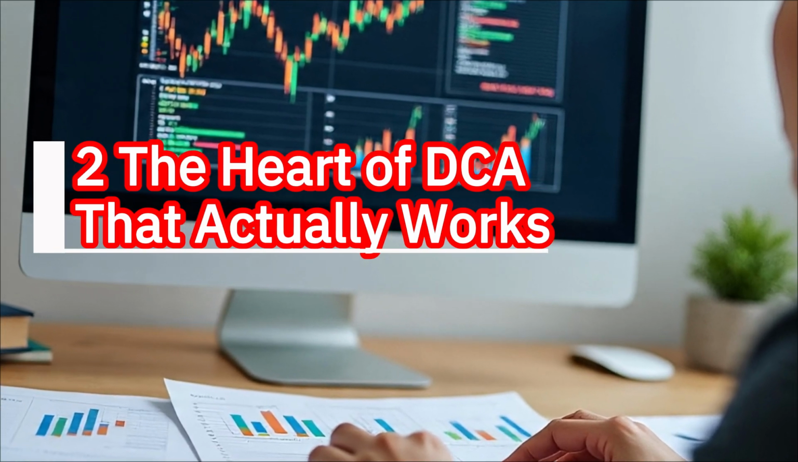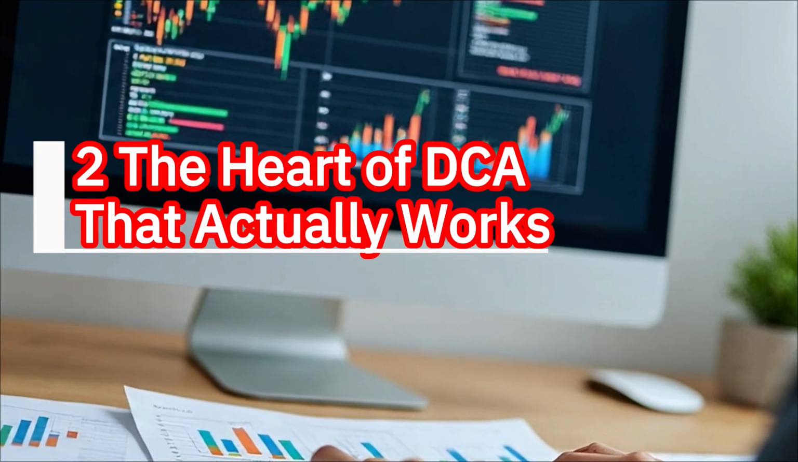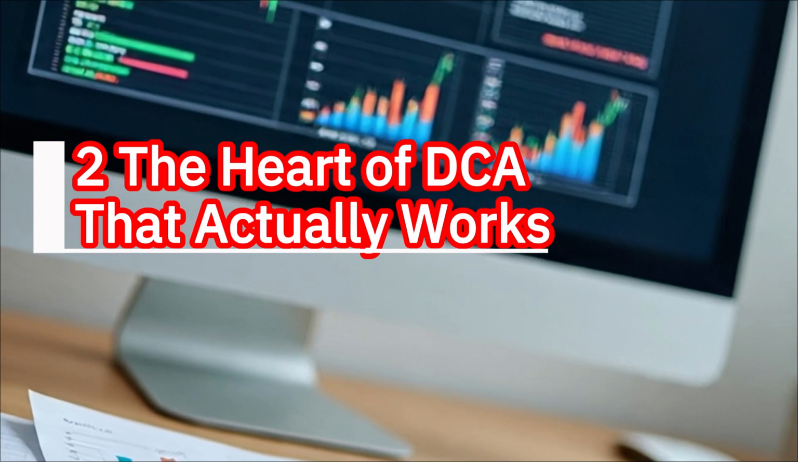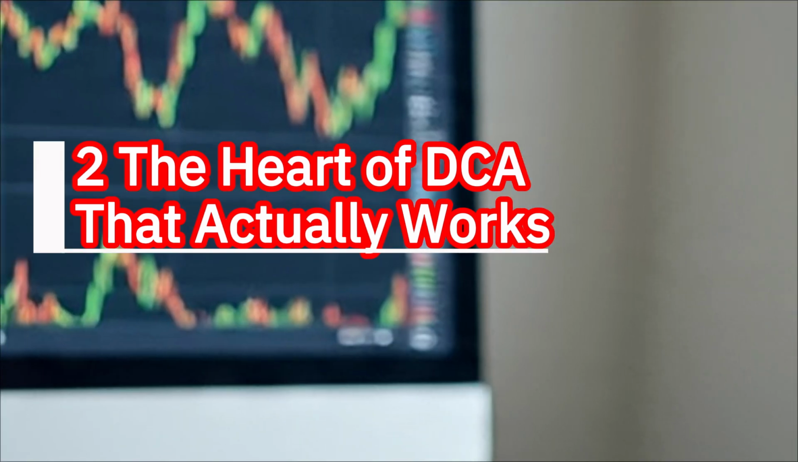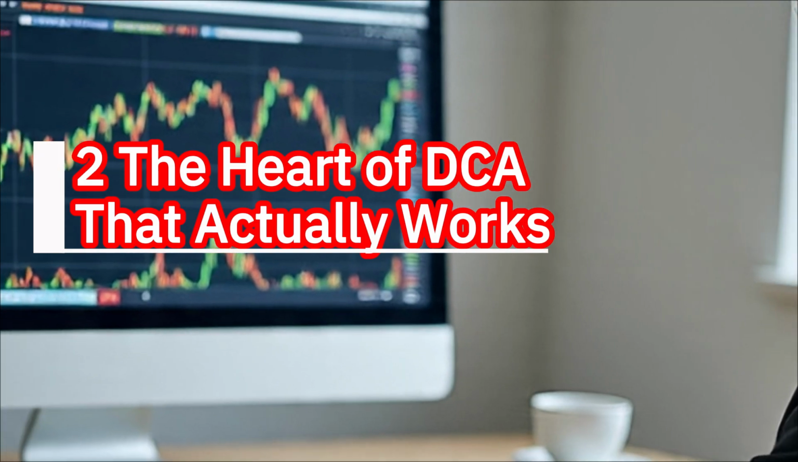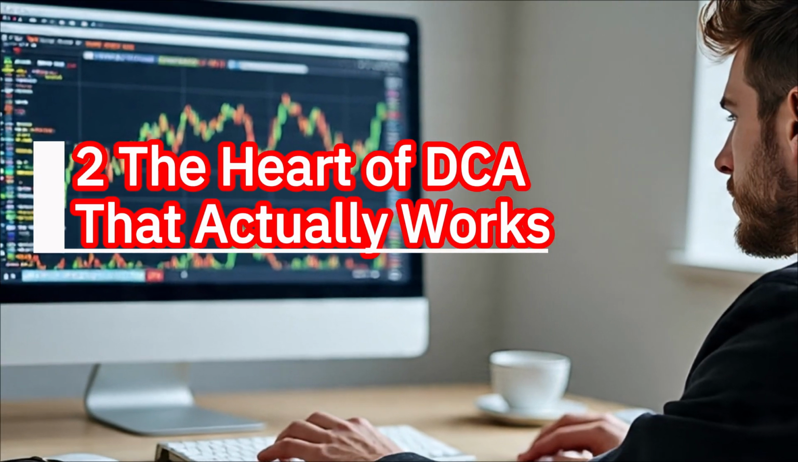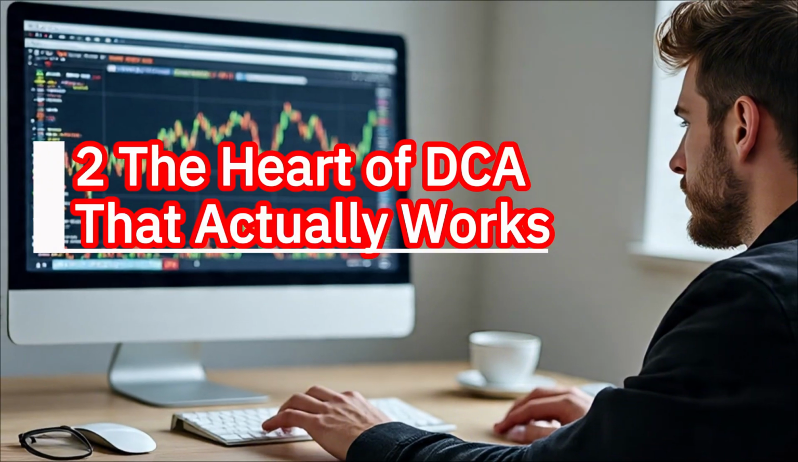Many people think volatility is a bad thing, but for DCA, volatility is your friend. That's because when the price drops, you get to buy more shares for the same amount of money. When the price goes up, you get fewer shares, but the value of your portfolio increases.